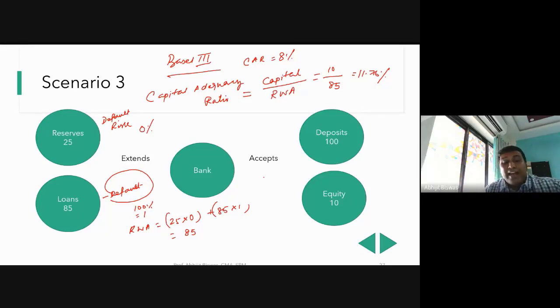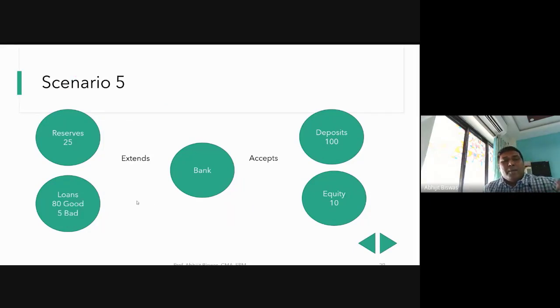Okay. Now we will go to a scenario where it creates a problem because of the bad loan. So let us go back to, so here I have given you a new scenario wherein you can see there is a bad loan of 5. So total out of 85, 80 you are saying good and 5 you are saying bad. Okay. So bad loan means basically what? Bad loan means basically, this is technically known as what?